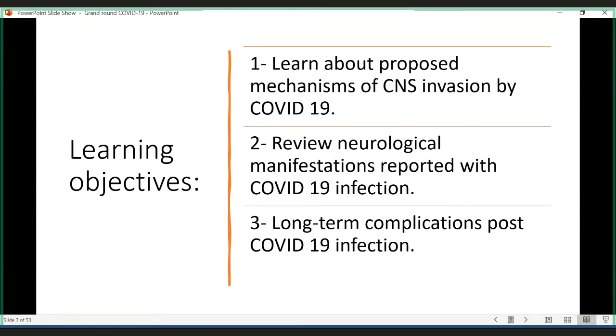The learning objectives of my talk today: we'll learn about some of the proposed mechanisms of how the virus can reach the CNS or attack the nervous system. We'll also review the neurological symptoms and manifestations reported with COVID-19 infection, and we'll discuss some of the long-term complications after COVID-19 infection. There is a recent study done last month that we'll discuss at the end of the presentation. Hopefully we'll also have a few minutes to answer questions and have a brief discussion after that.